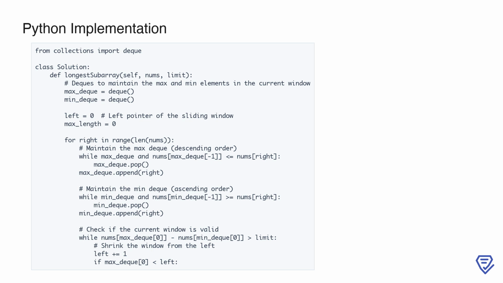After maintaining these deques, we check if the absolute difference between the maximum and minimum values in our window exceeds the limit. If it does, we shrink the window by moving the left pointer forward. As part of this process, we also ensure that the indices in our deques remain within the bounds of the window by removing indices that fall behind the left pointer.